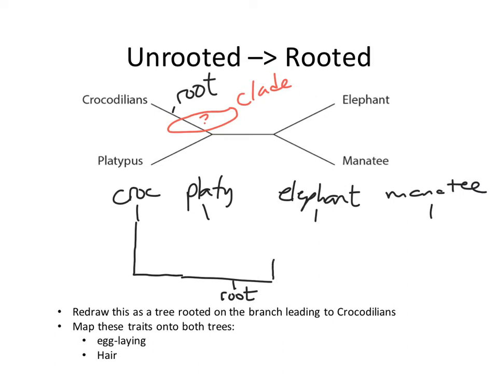So who branches first in that group of three? What you imagine doing is now we're moving from the root towards these species in time. So the first branch that comes off is platypi, like that. And then in the other direction from platypi, one direction is platypi, the other direction is the common ancestor of elephants and manatees.